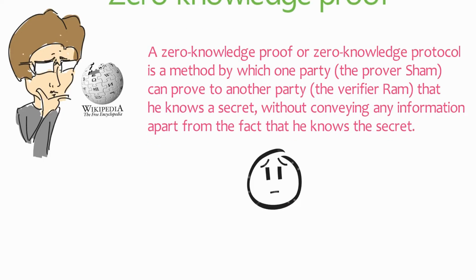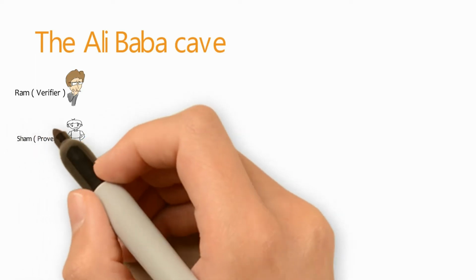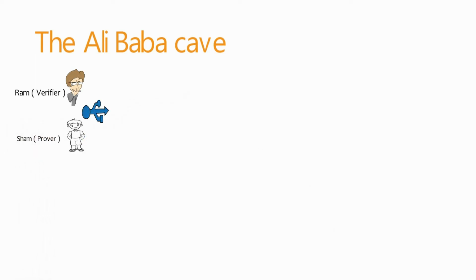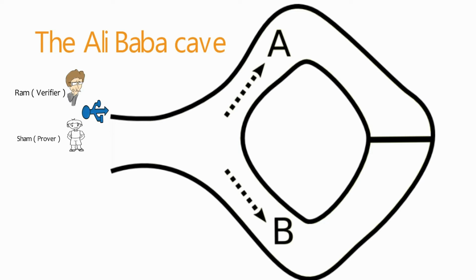Let's take an example of Alibaba cave. First, we have Ram, who is a verifier. Second, we have Sham, who is a prover. Now this is the Alibaba cave, which has two parts, that is part A and part B. And in between there is a gate which is locked. So if a person enters part A and wants to complete the circle and come out of the cave through part B, then he has to have the key to open the gate in between. So in this scenario, Sham knows the secret to open the lock and wants to prove to Ram that he knows the secret without revealing it.